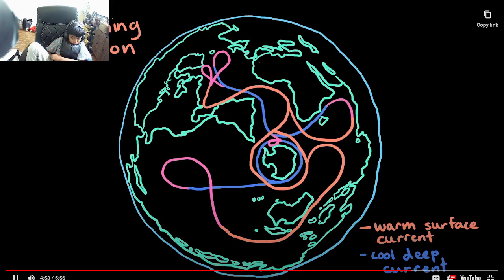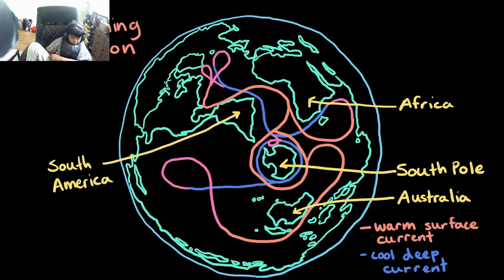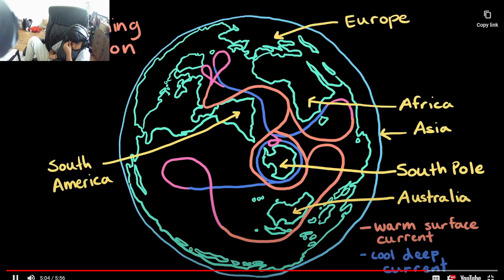This map might look a little bit strange, but here we're looking at Earth from the South Pole. So Australia and the southern tips of Africa and South America are closest to the center of the map, while Europe, most of Asia, and North America are at the edges.